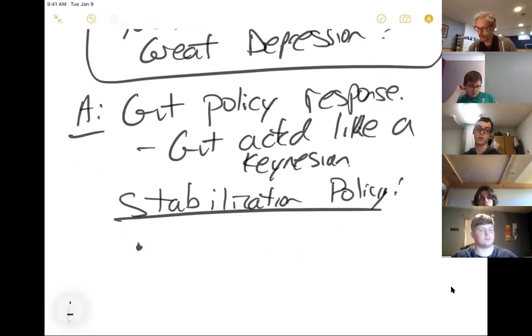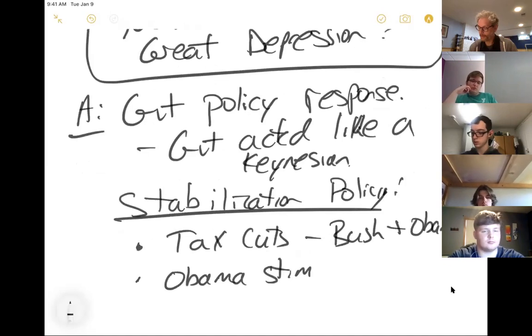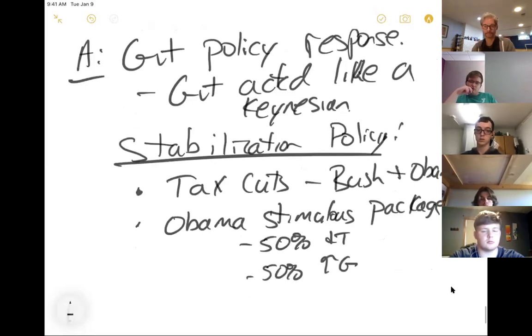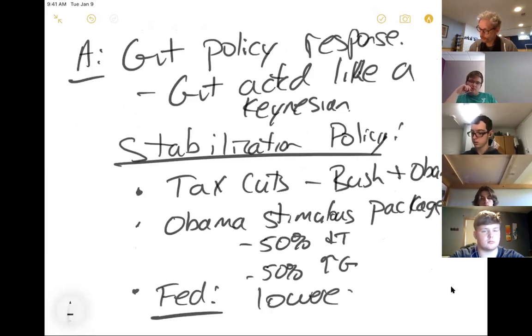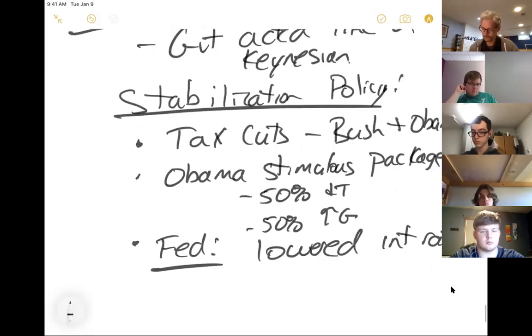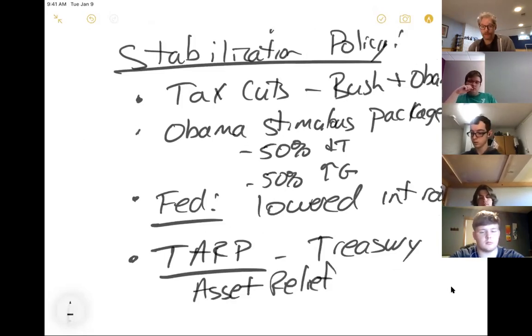What's the first thing that Bush did? Passed a series of tax cuts. And Obama did the same thing. Then Obama passed a stimulus package that was 50% cutting taxes and 50% increase in government spending. The Fed aggressively lowered interest rates, just like we know that they're supposed to do. And then maybe most importantly was the passage of what is now known as TARP, the Troubled Asset Relief Program.